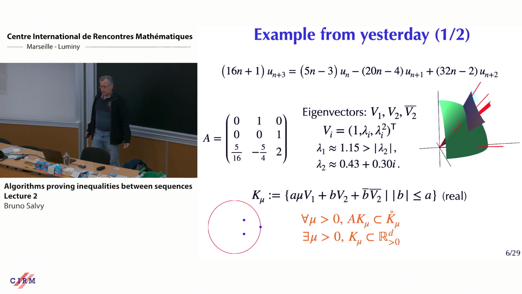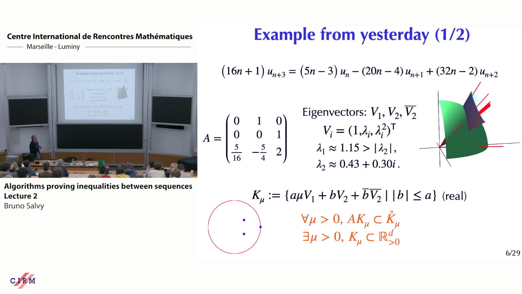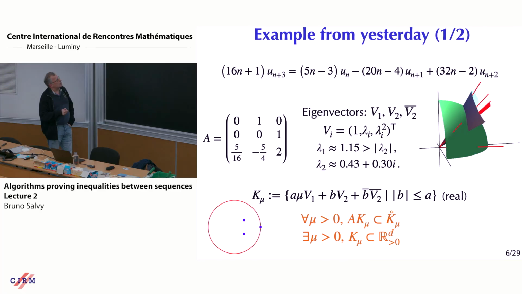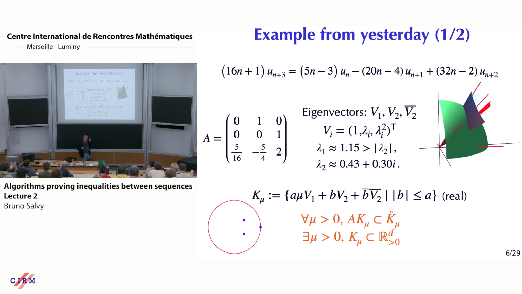So the cone we consider, that was van der Hoeven's construction on an example. You write it in the basis V1, V2, and the conjugate of V2. You put a real A, a complex B, its conjugate here, and the constraint is that the modulus of B is smaller than A. So it's a real cone constructed from complex vectors. And it's easy to see that the limit matrix contracts the cone.